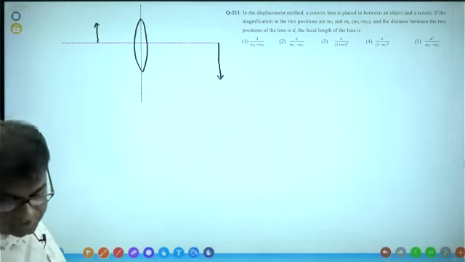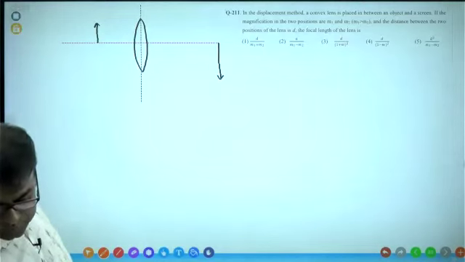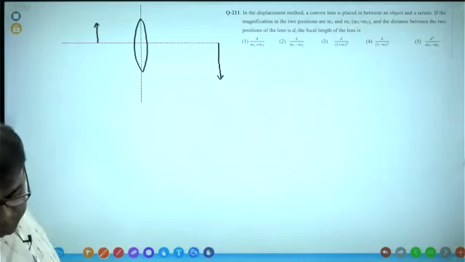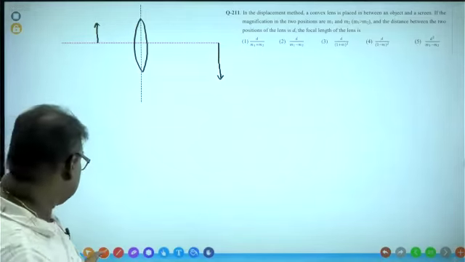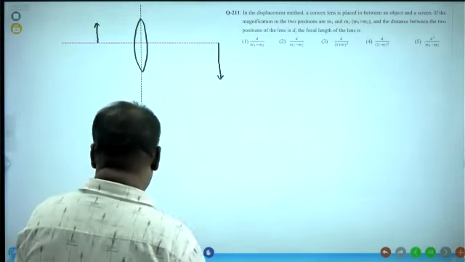If the magnification in two positions are M1 and M2, and the distance between two positions of the lens is D, right? Can we manage like this?